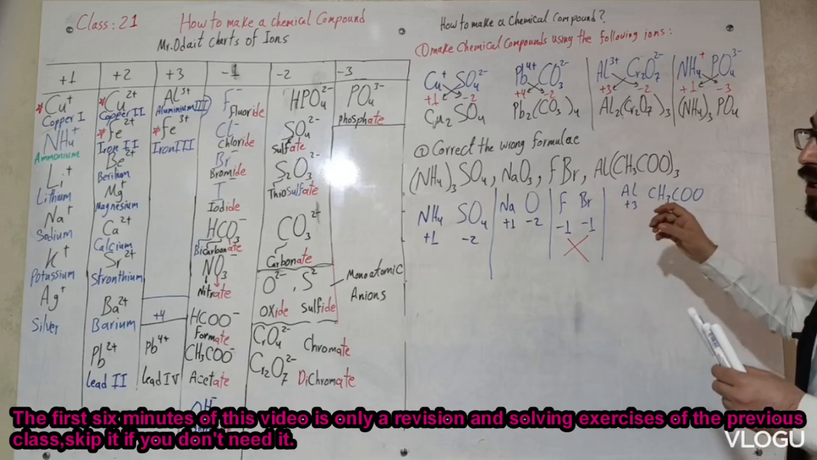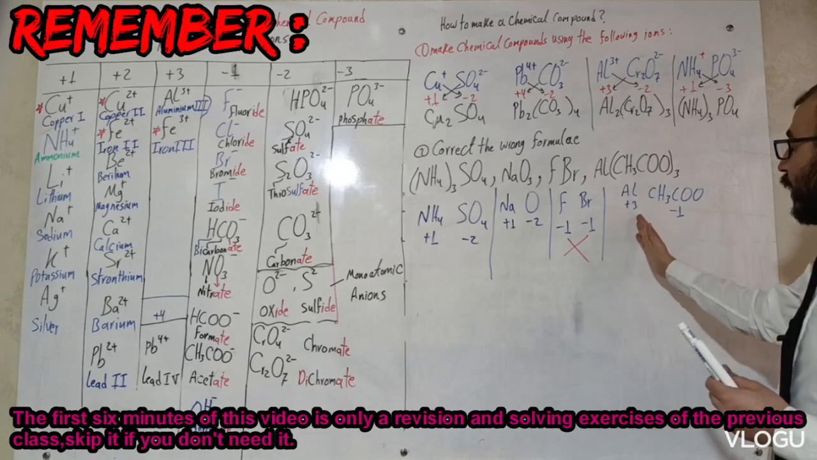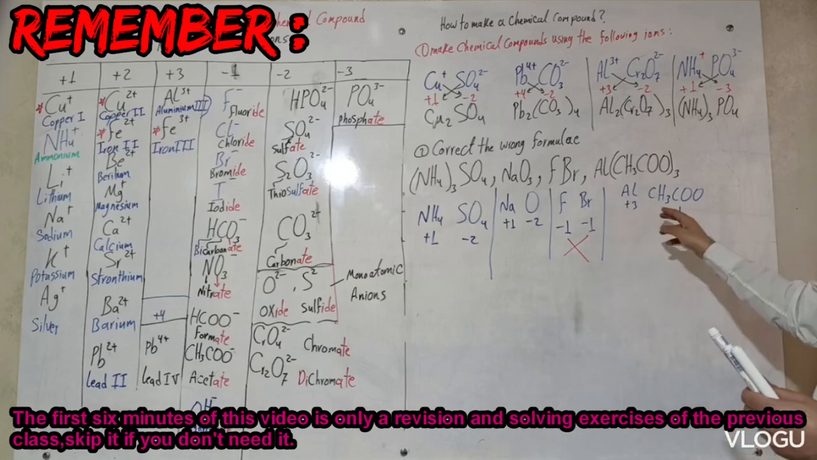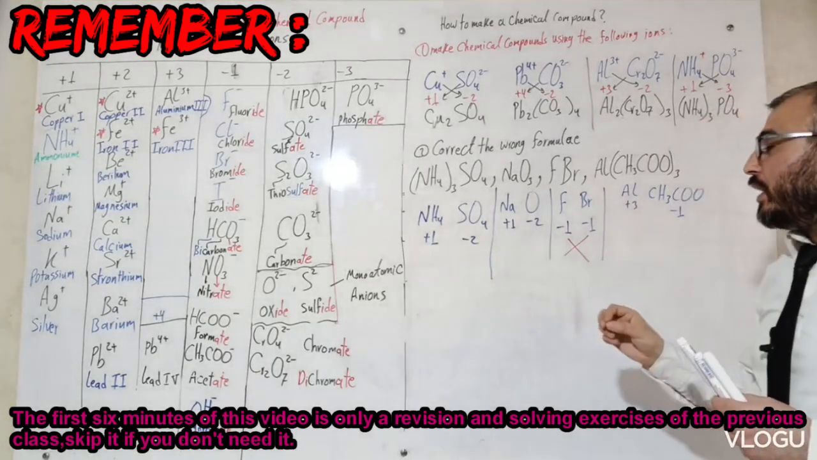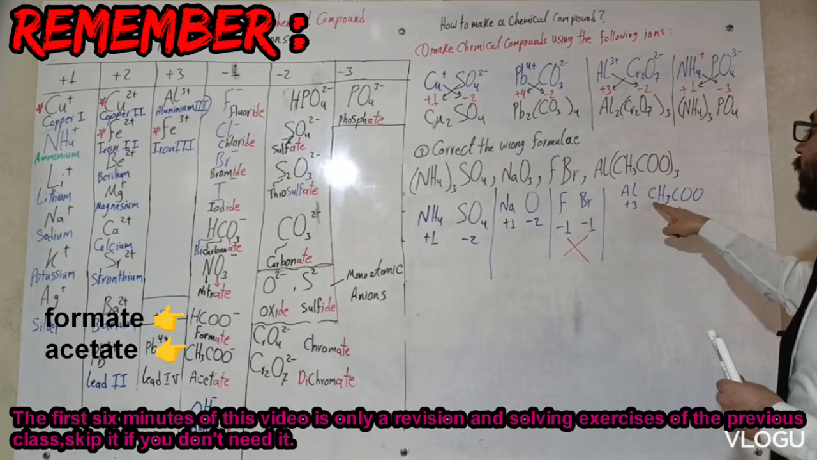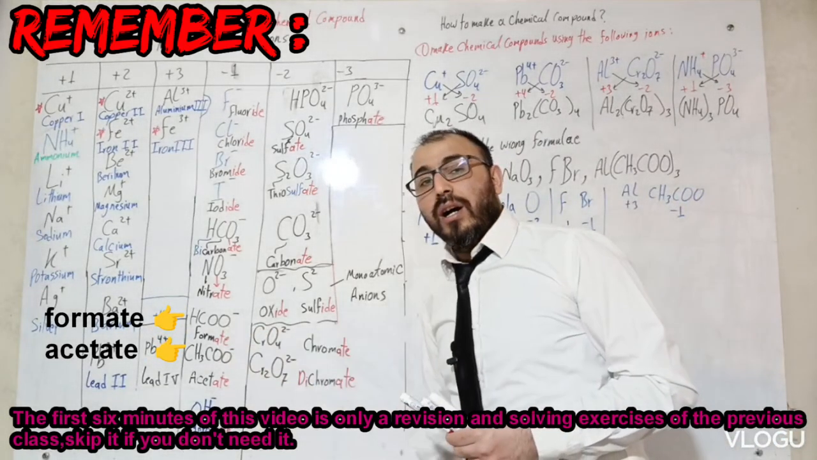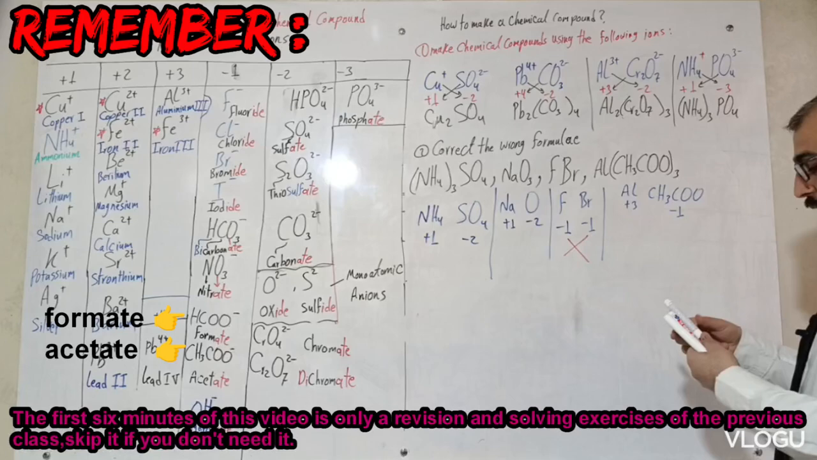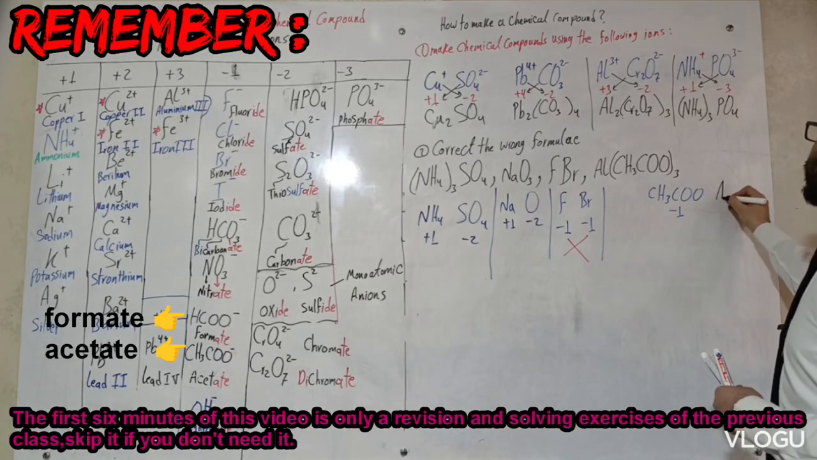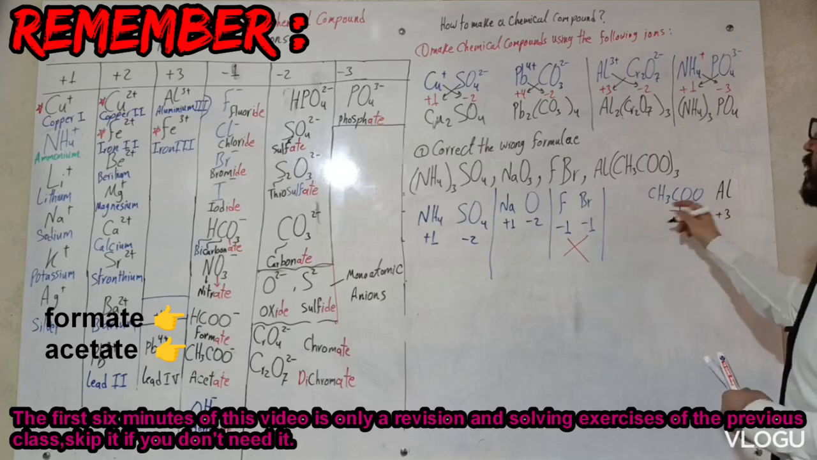Here, my friends, a lot of students told me, teacher, this is correct. Cation or the positive ion is left and the negative ion is right, I tell them this is correct when we talk about any other anions, because generally, my friends, you all know that the acetate and the formate are the only exceptions, and for them, the negative ion should be left and the positive ion should be right. Here, aluminum plus 3, this is correct now.